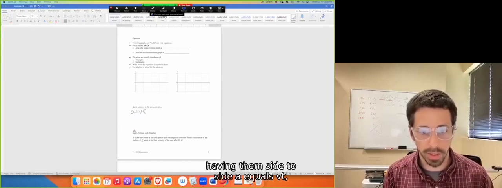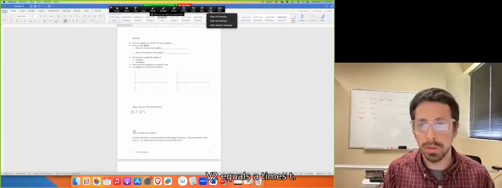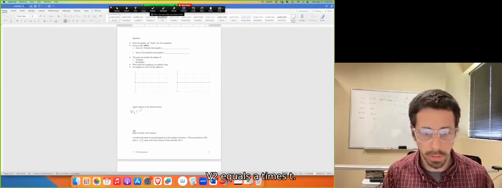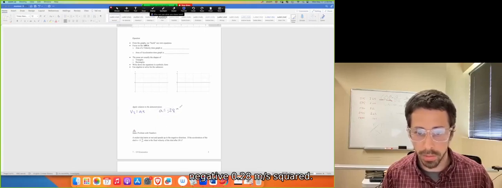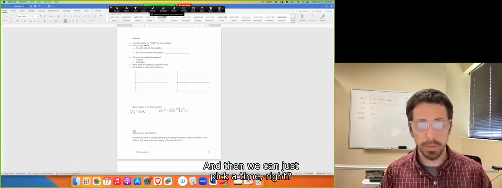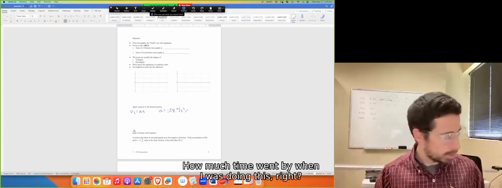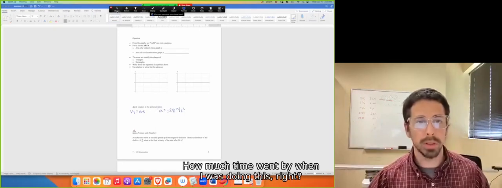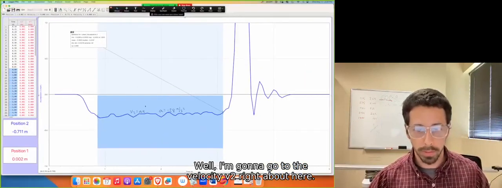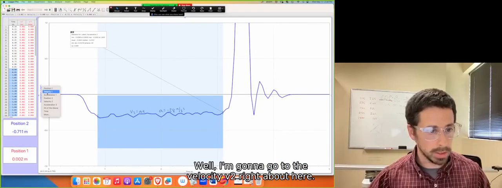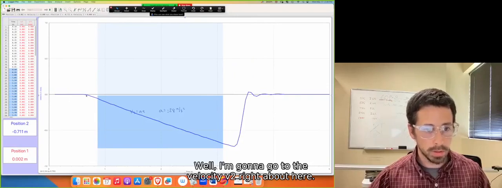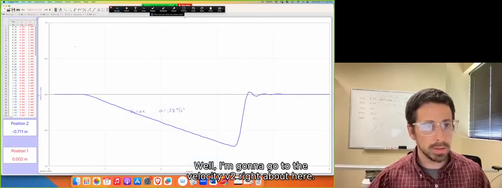v2 equals a times t. I know my acceleration is about negative 0.28 meters per second squared. And then we could just pick a time. How much time went by when I was doing this? Well, I'm going to go to the velocity, v2, about here.